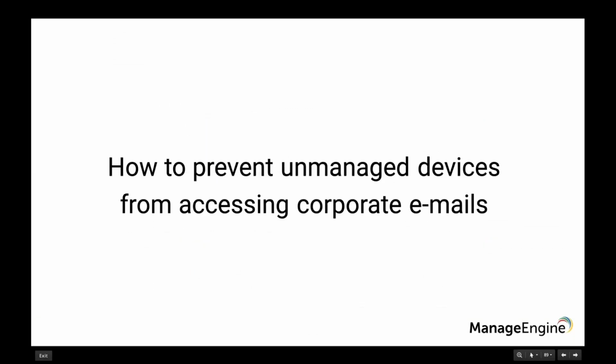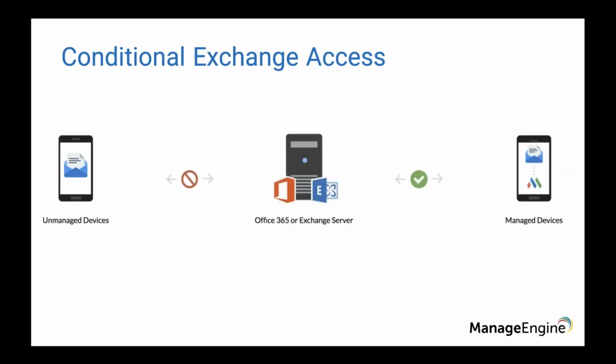So how can I prevent unmanaged devices from accessing corporate emails? This is, say, one of the most important or, say, key features that we have under our MDM solution, which is the conditional exchange access. So to put it in simple terms, as the picture depicts, any device that has been enrolled with the MDM solution can have access to your Exchange Server or Office 365, while any personal device that the user might have, which is not enrolled with the MDM solution, cannot have access to the Office 365 or Exchange Server.